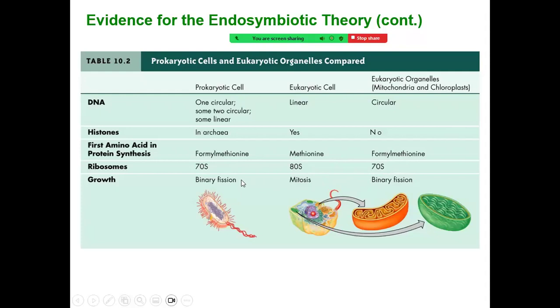The prokaryote cell splits mostly by binary fission. The mitochondria and the chloroplast split by binary fission. Not mostly, but by binary fission. And then the eukaryote cell, almost all eukaryotes split by mitosis. So their cellular growth and reproduction differ too.